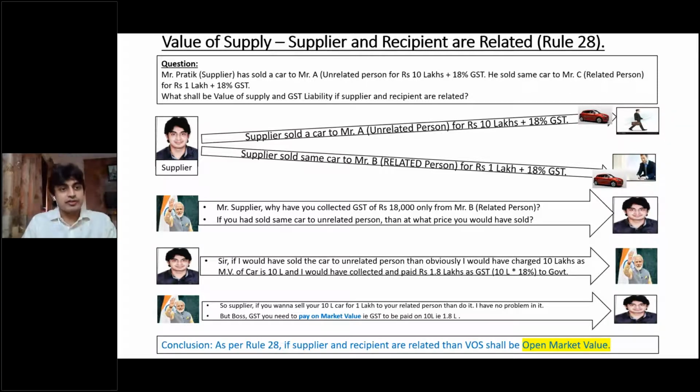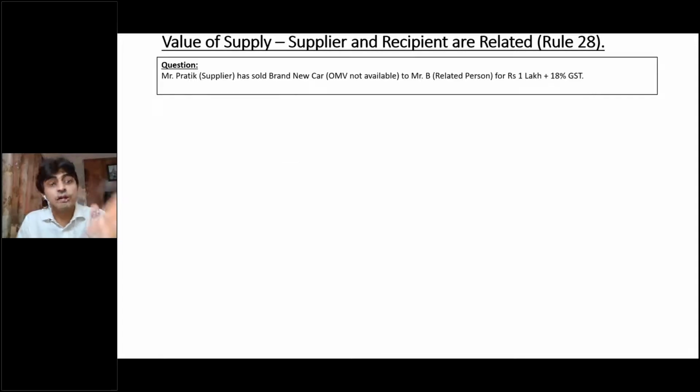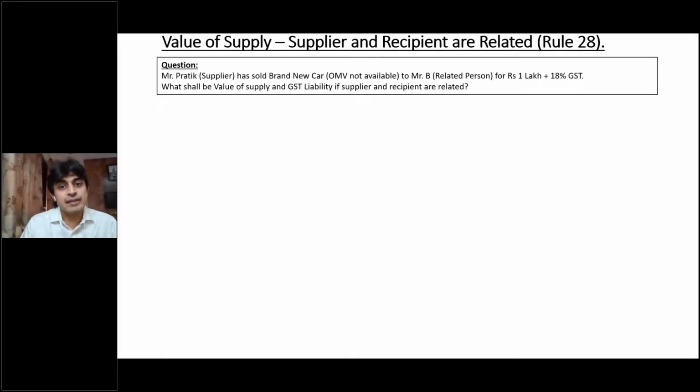Now comes the next question. See this. Again, same. This time, listen to my question. I sold a brand new car, a new car that has no open market value, to Mr. B, a related person. For how much? 1 lakh plus 18% GST. I sold it to my related person for 1 lakh plus 18% GST. What shall be the value of supply and the GST liability if the supplier and recipient are related?